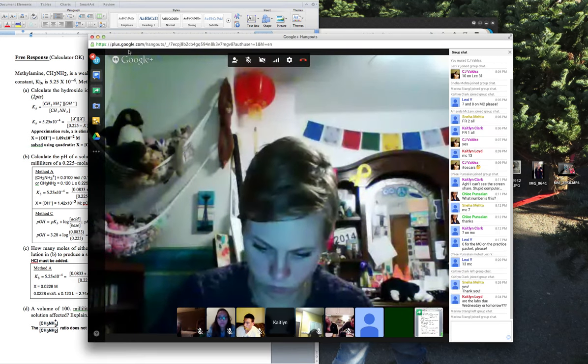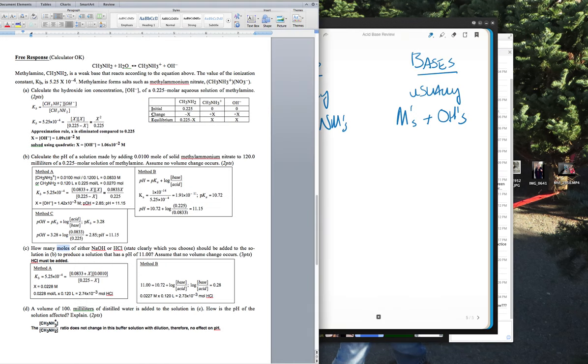Okay. So the last piece of this is D, a volume of 100 milliliters of distilled water is added to the solution in C. How is the pH of the solution affected? If you add some water to a buffer, to this ratio, it's going to reestablish equilibrium, and so the ratio is going to be the same.